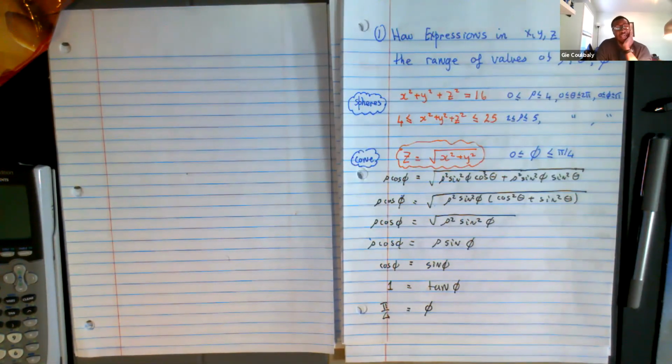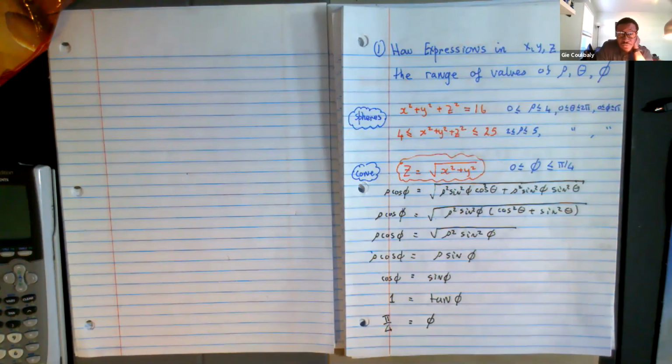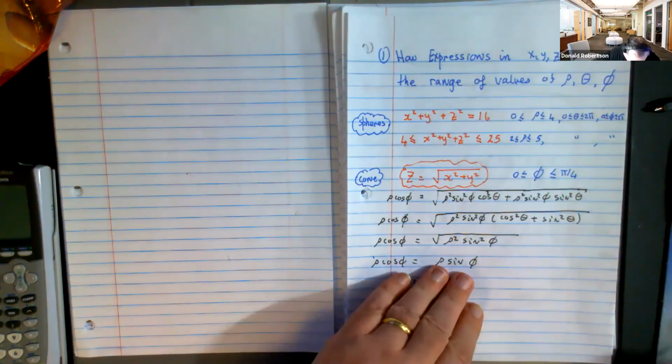In my mind, I thought it would be from pi over 2 to pi, but you said it was from pi over 4 to pi. So I'm trying to understand why it is pi over 4 to pi.